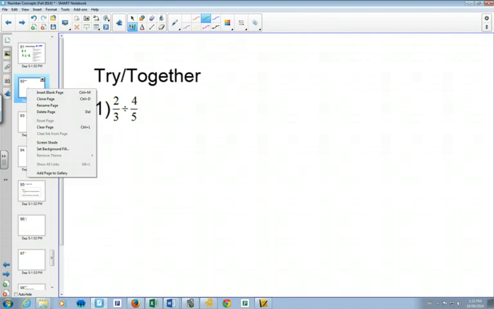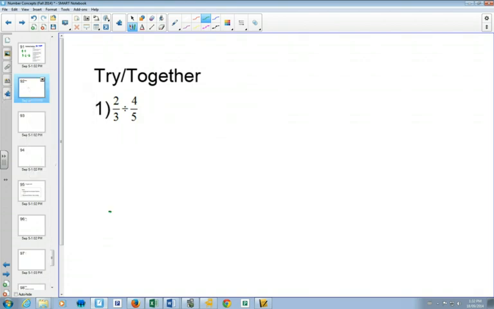2/3 divided by 4/5. First of all, are there any mixed numbers that we need to change to improper fractions? No. We've got fractions to begin with. So we can go already to step 2, which says flip the second fraction and multiply.